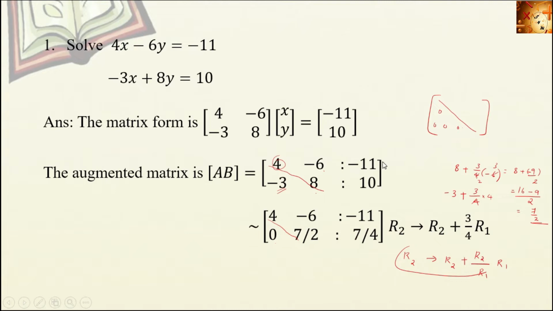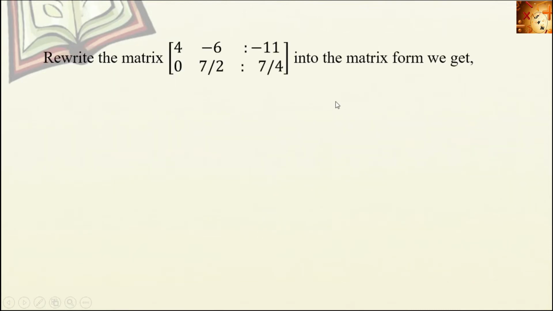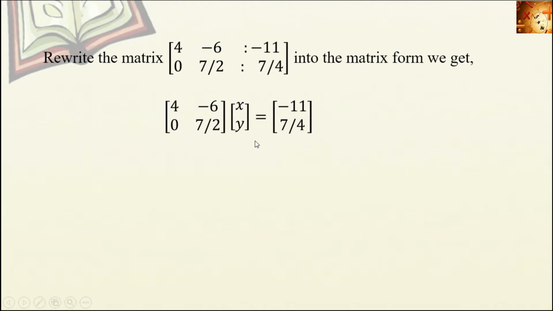Then by back substitution, we want to find the values for the unknowns. Back substitution means here again write the final matrix into the corresponding matrix form. So this corresponds to matrix A and the last column corresponds to B. Rewrite this matrix into its corresponding matrix form. We get [4, -6; 0, 7/2] times [x; y] equal to [-11; 7/4].